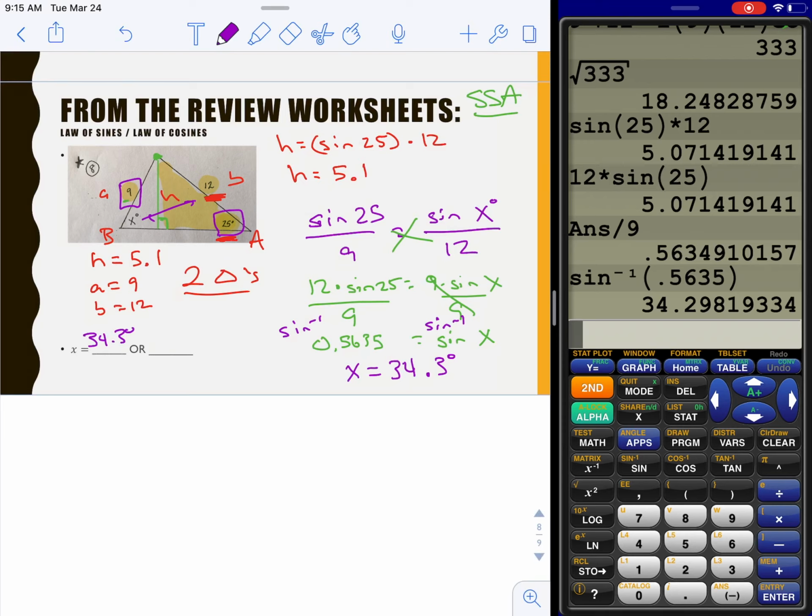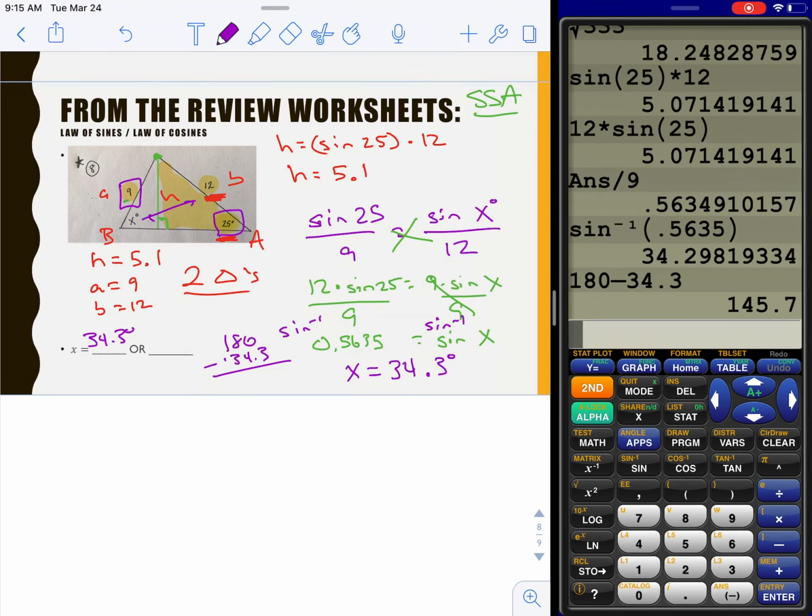We don't need to do the whole analysis again, but to find our second, we'll just take 180 minus our 34.3, which gives us that the other potential value is 145.7.